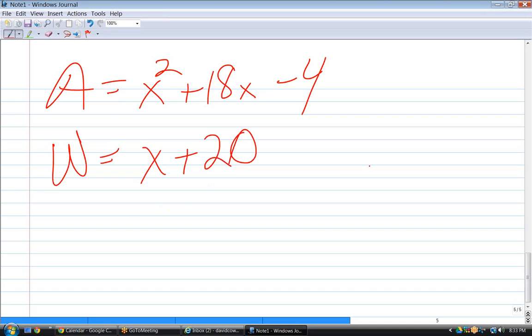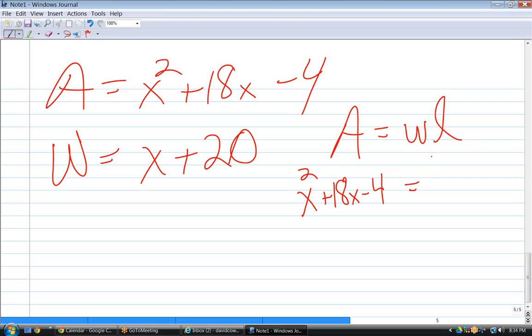What's the formula for area? Base times height. Well, it's width times length, since that's the terminology they're using in this problem. So, in other words, the area is this quadratic, and the width is x plus 20, and they want to solve for L. So I need to divide this by x plus 20.